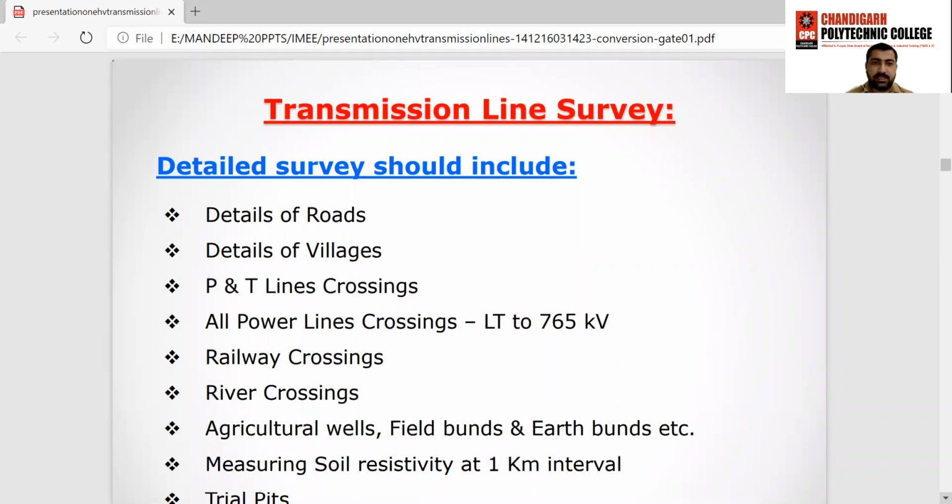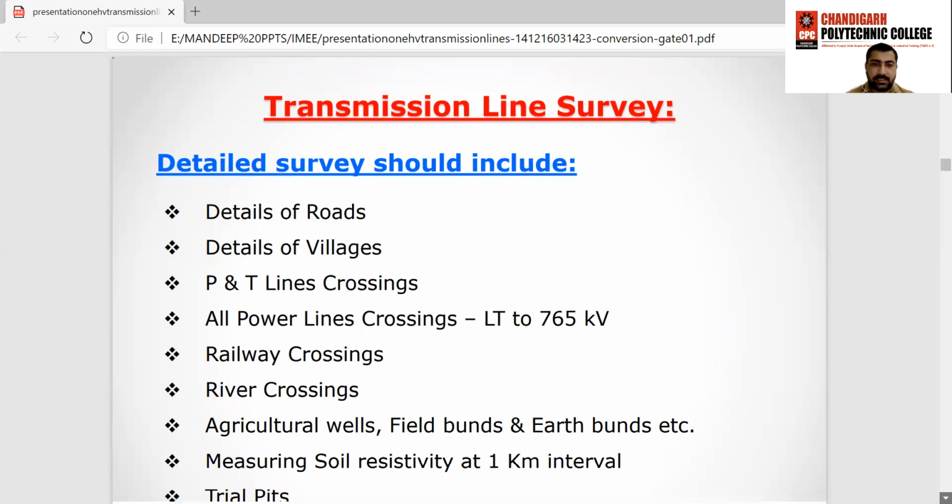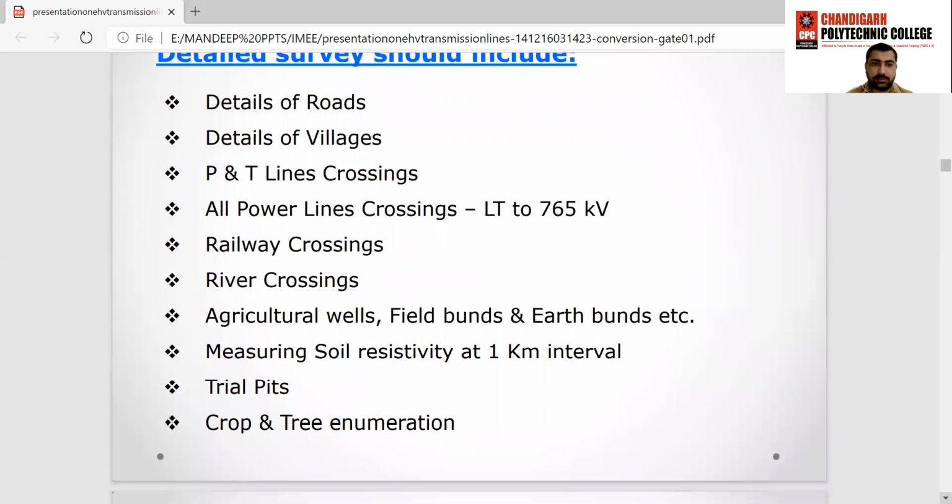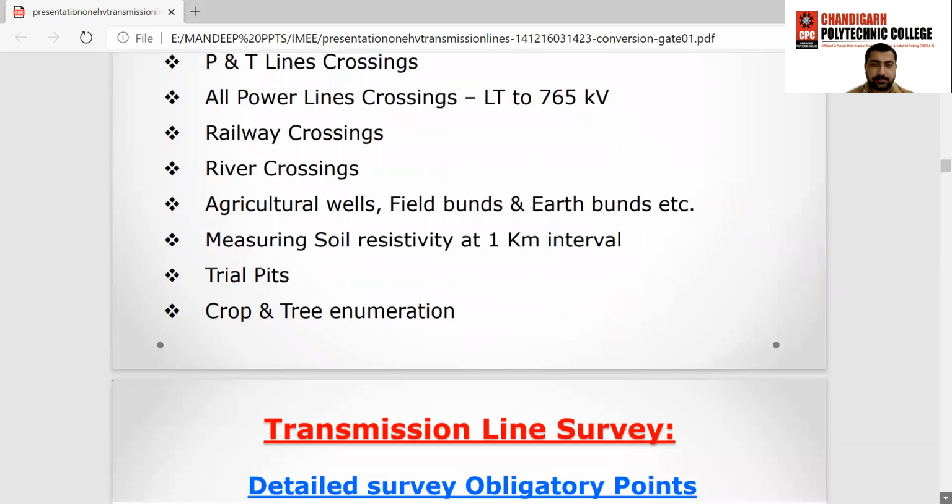It also includes details of roads, details of villages covered through the transmission line installation, PNT lines, crossings, all power lines crossings, even LT to 765 kV lines, railway crossings, river crossings, agriculture wells, field bunds, and earth bunds. Measurement of soil resistivity at 1 kilometer interval. Trial pits, crop and tree enumerations.